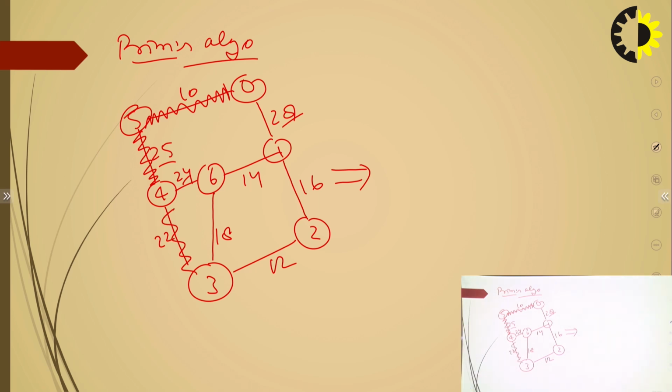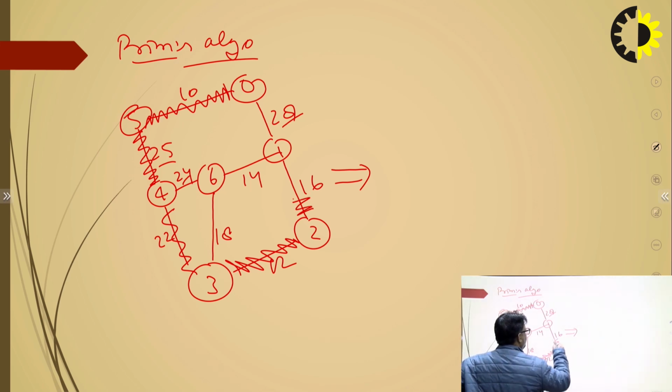The minimum value is 22. Got it? Next we consider that 3 has two adjacent vertices, 2 and 6. Here 12, here 18, and 4 to 6 has 24, and this one is 28. Which is the minimum value? The minimum value is 12. Again we consider 2, the adjacent of 1, which has the value 16, and 3 is also adjacent to 6 with 18, 4 has 24, and 0 to 1 has 28. Then what is the minimum value?